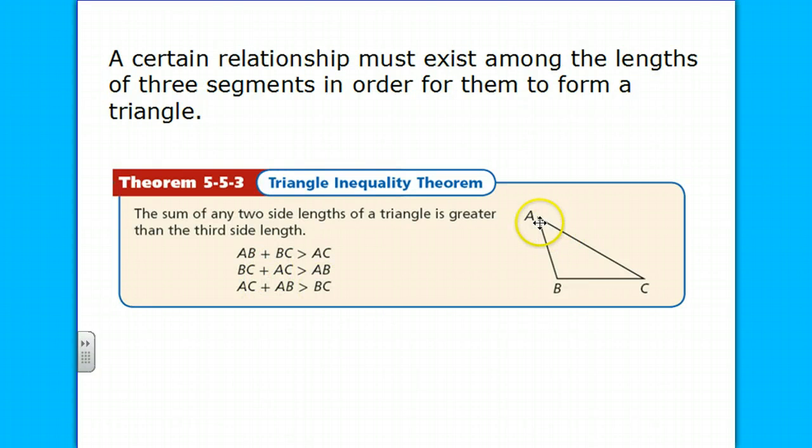So AB plus BC must be greater than AC. And then BC plus AC must be greater than AB. And finally, AC plus AB must be greater than that third side BC. This is the triangle inequality theorem.